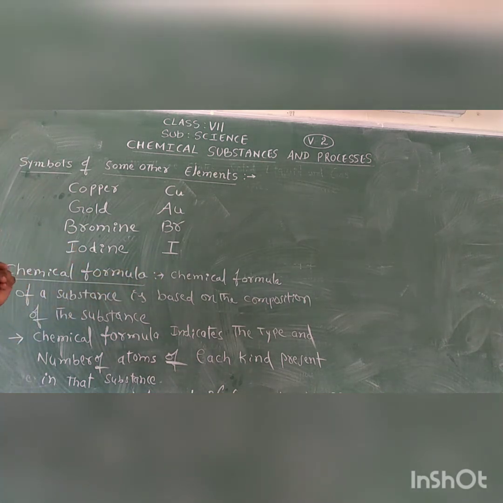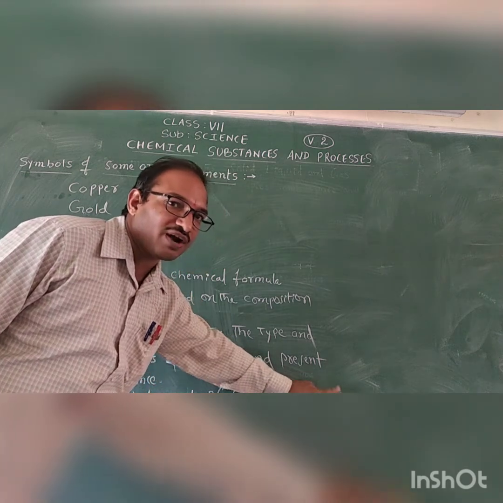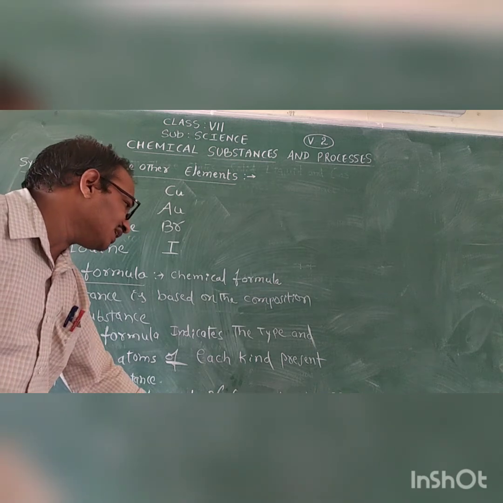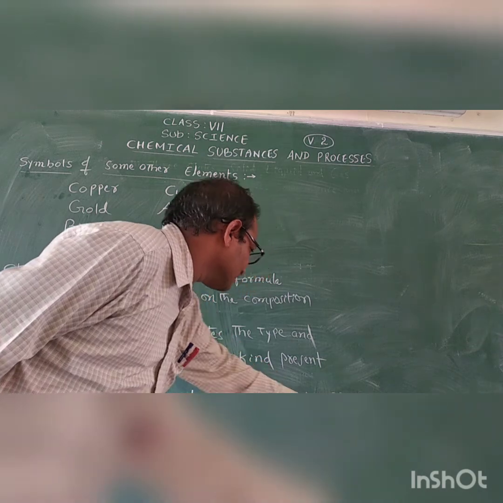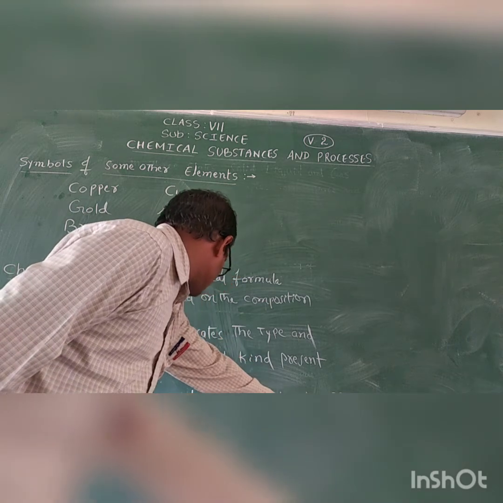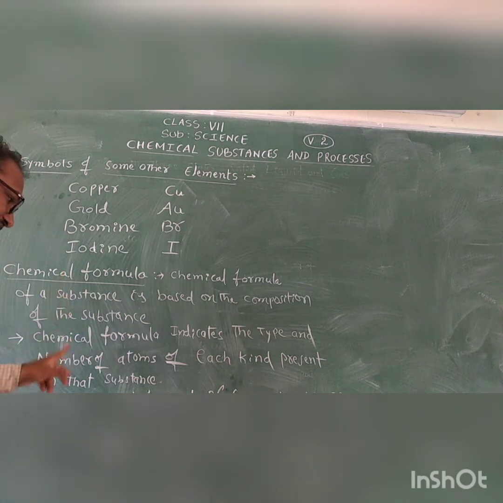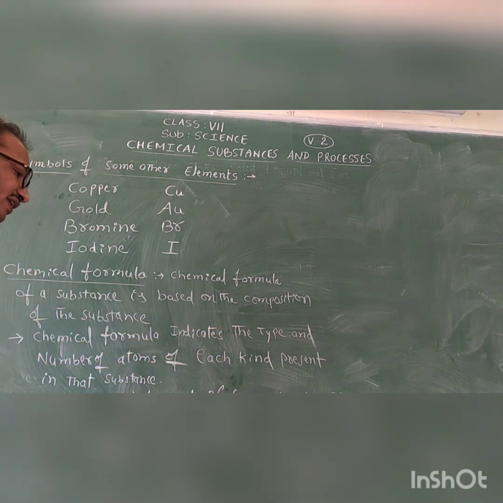Generally, what is a chemical formula? What does a chemical formula tell? See, the chemical formula of carbon dioxide is CO2. What does this chemical formula tell? What type of atom and how many atoms are present. The type and number of atoms of each kind present in the substance is what the chemical formula tells about.